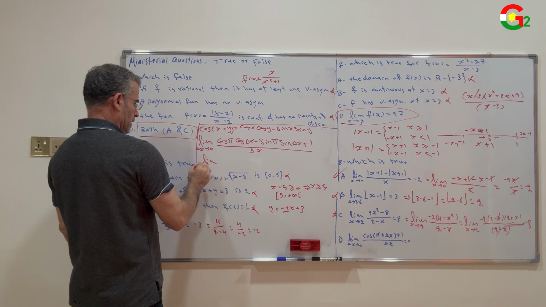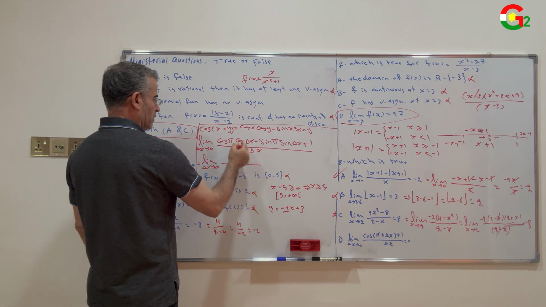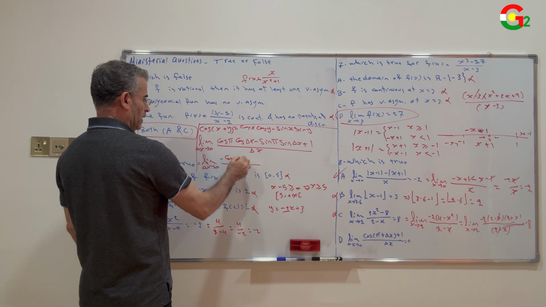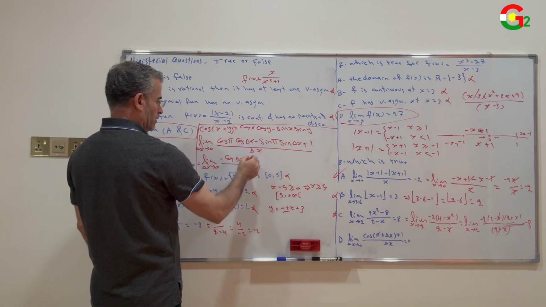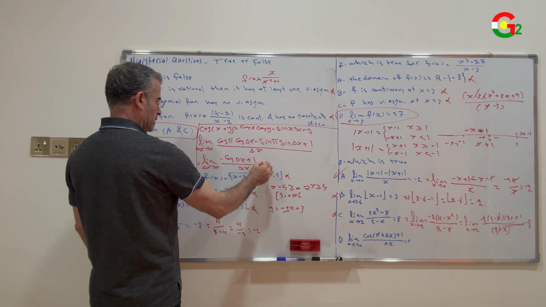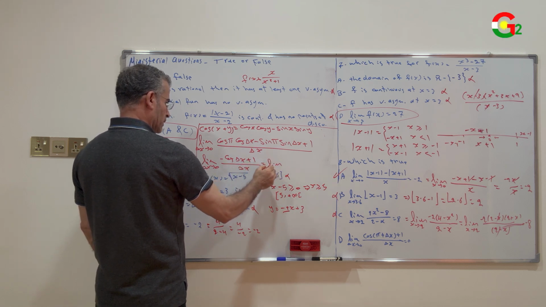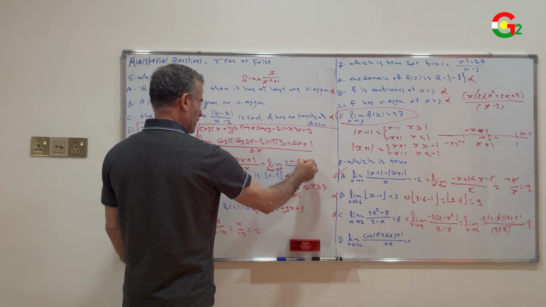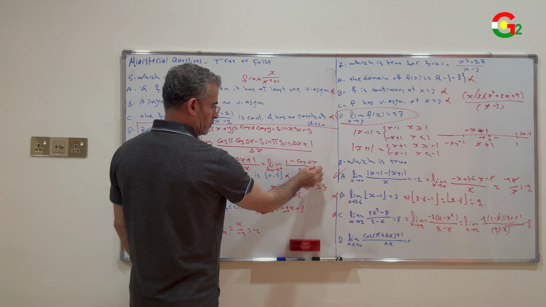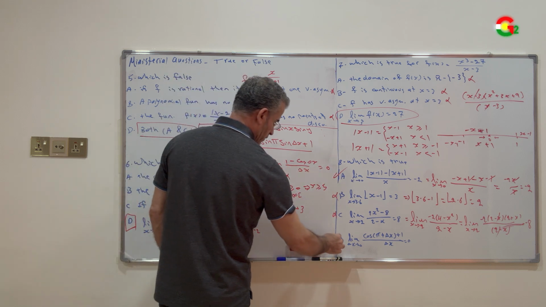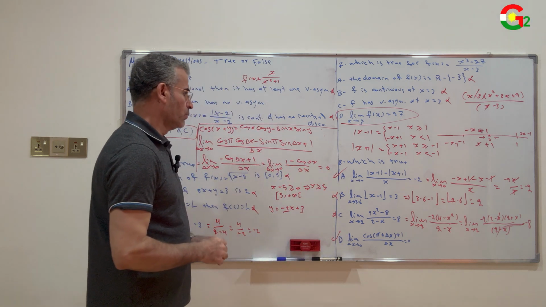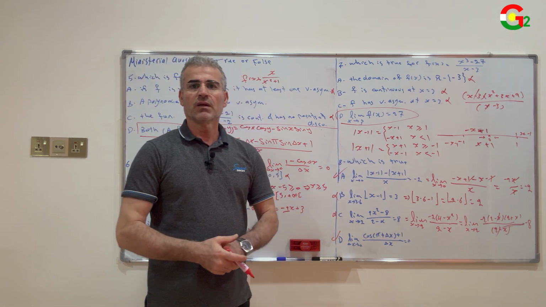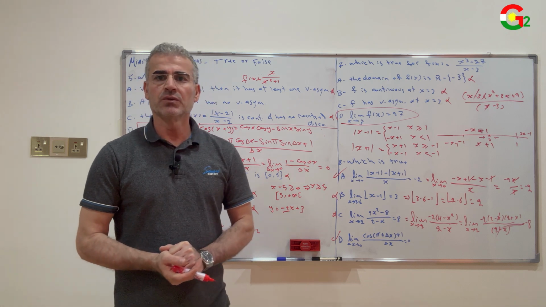Equal to the limit as delta x approaches 0. Cosine pi is negative 1. It will be negative cosine delta x. Sine pi is 0, plus 1 over delta x, equal to the limit as delta x approaches 0 of 1 minus cosine delta x over delta x, equal to 0. Also, this statement is true. Therefore, we have two statements true in this question. See you next lesson.